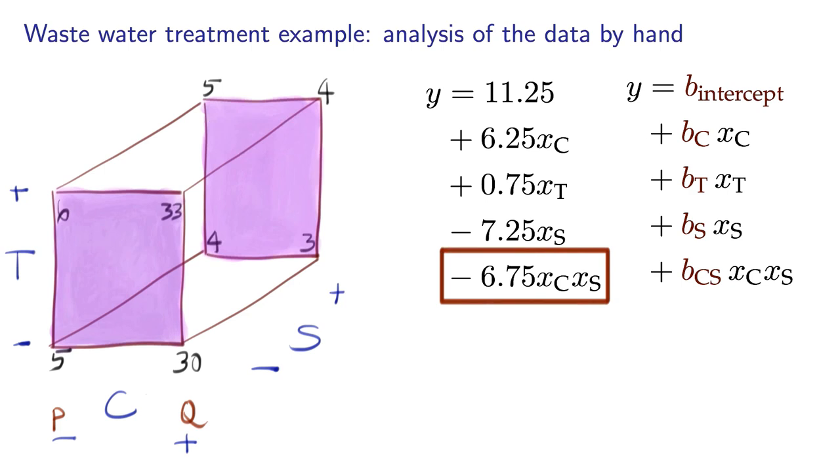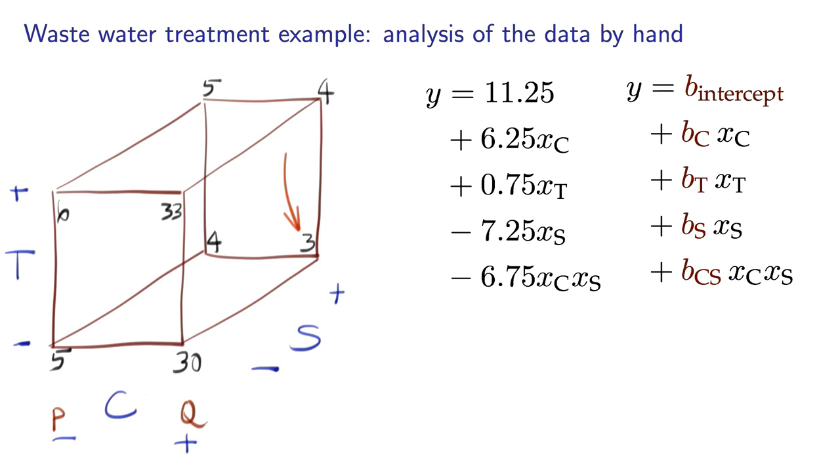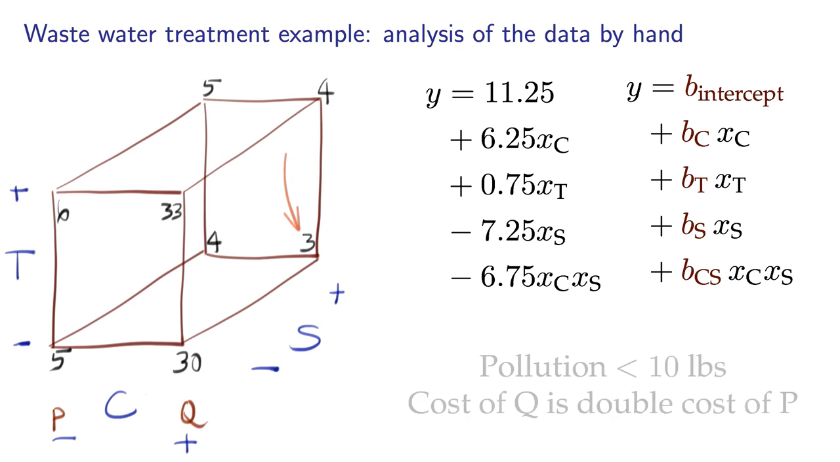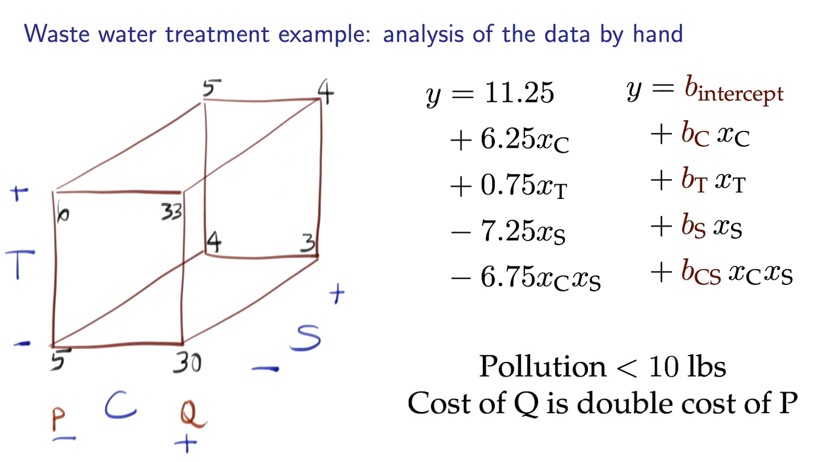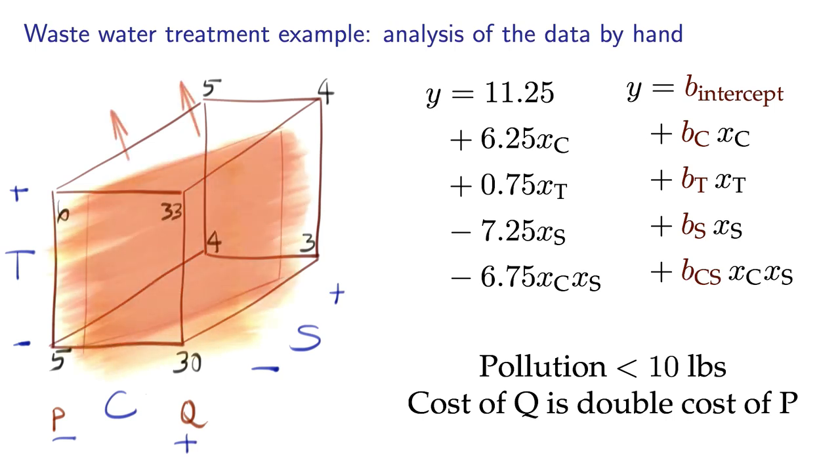Now here's where experiments can be really powerful. We saw that the lowest pollution was over here in this corner, when we used chemical Q with high speed and low temperature. But what if the government requirement was pollution had to be smaller than 10? And imagine also that chemical Q cost you double the amount of chemical P. You can see where this is going. We can see that any operating point on this plane would be effective, as long as it's not the point with low speed and chemical Q.